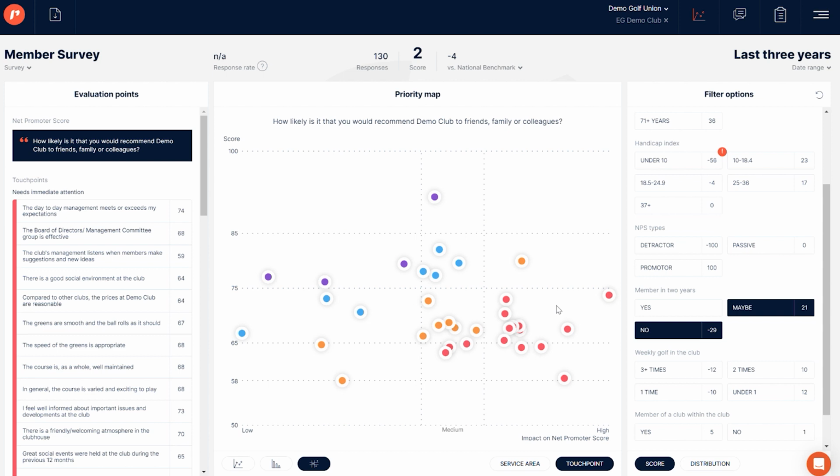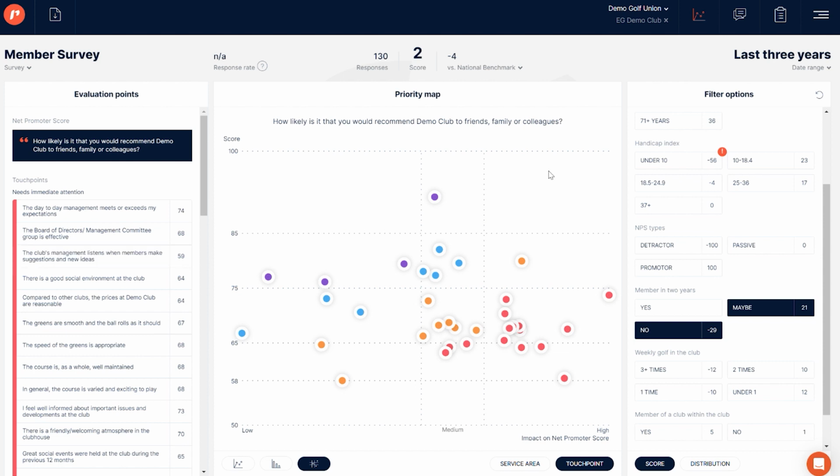You also have them listed over in the evaluation points section, which is our way of listing them and telling you these are the most important things to look at for this demographic. And it's the same as we saw in the priority map.